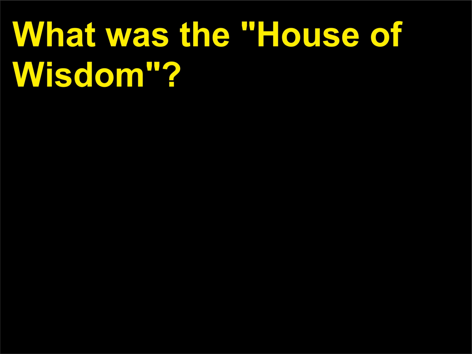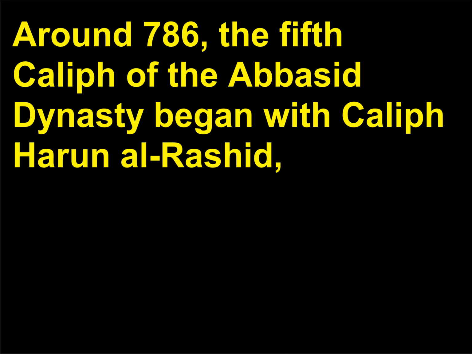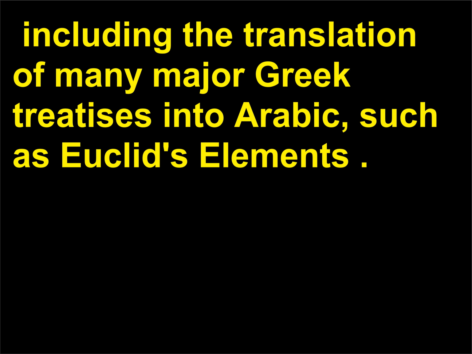What was the House of Wisdom? Around 786, the fifth caliph of the Abbasid dynasty began with Caliph Harun al-Rashid, a leader who encouraged learning, including the translation of many major Greek treatises into Arabic, such as Euclid's Elements.